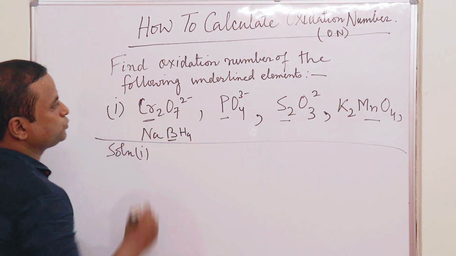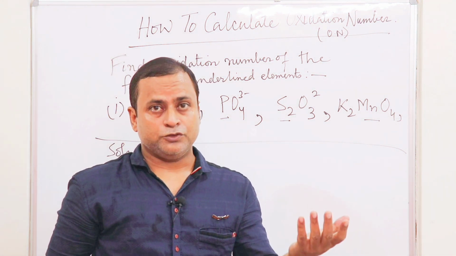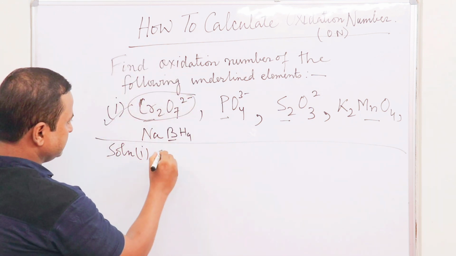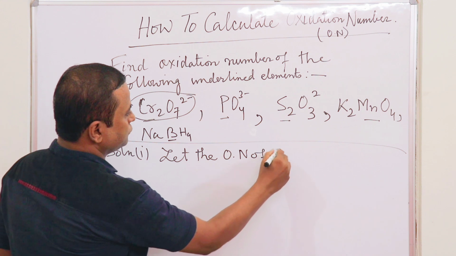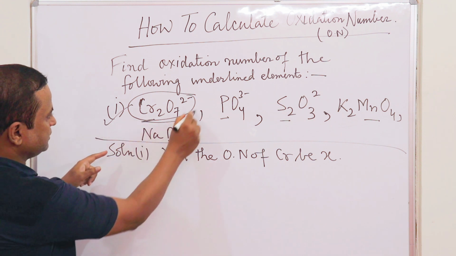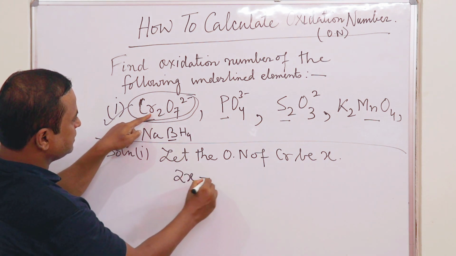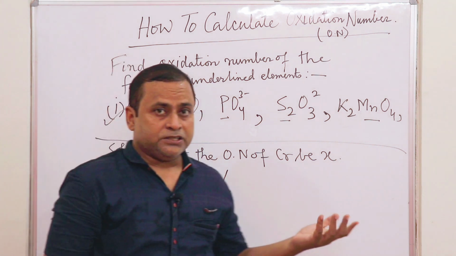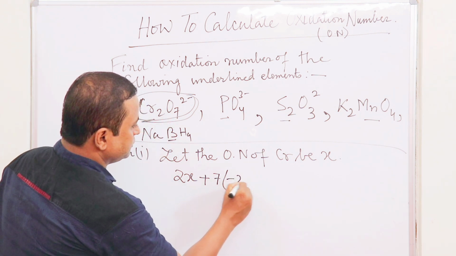First of all, when you are asked to find the oxidation number, we have to assume it to be X. So in number 1, in this question, that is dichromate, let the oxidation number of chromium be X. So how will we solve it? See, in this formula, look at this formula, it is Cr2O7. So there are 2 chromium, so we will write 2X plus how many oxygen are there? 7. Now just now I have given you the summary of rules. So by that rule, the oxidation number of oxygen will be -2.